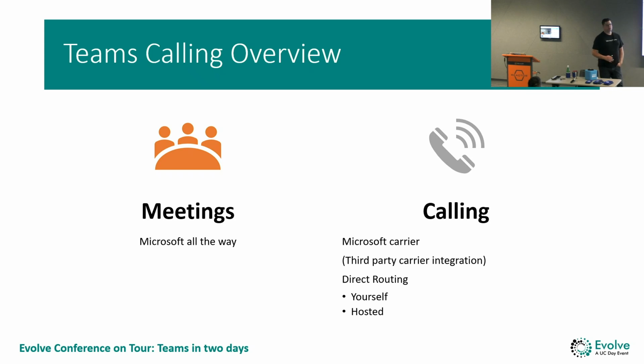One is Australia. They have a relationship with Telstra. And the other one recently announced is Japan, where they have a relationship with a Japanese carrier. I forget who they are off the top of my head. And there's some catches there that your tenant has to be hosted in that region to be able to take advantage of that service. The other option is direct routing, and we all like direct routing.